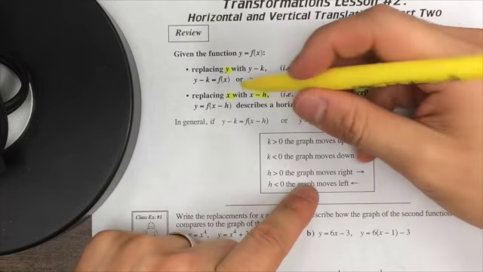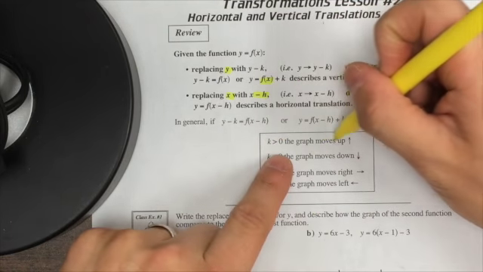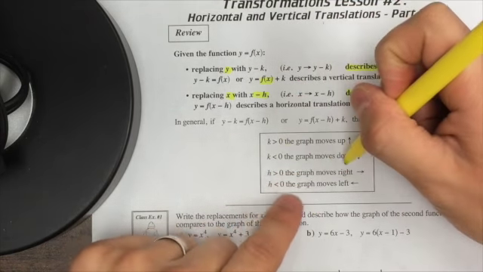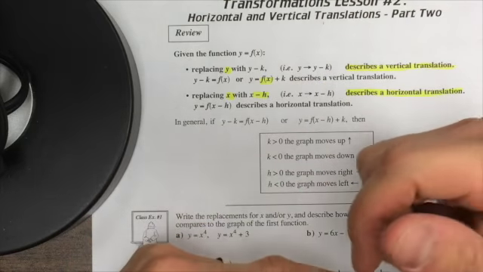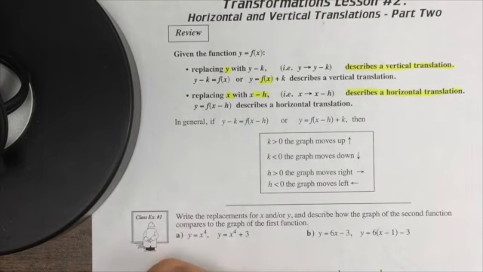So if I have a k value that is greater than 0, then the graph would move up. If it's less than 0, it would move down. And likewise with my h value, if it's greater than 0, then it's going to move to the right, and if it's less than 0, it's going to move to the left.